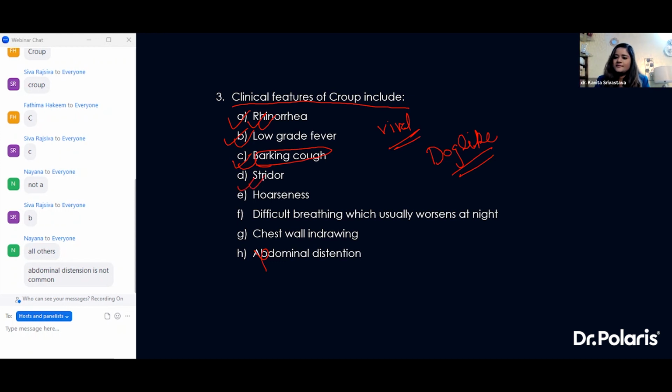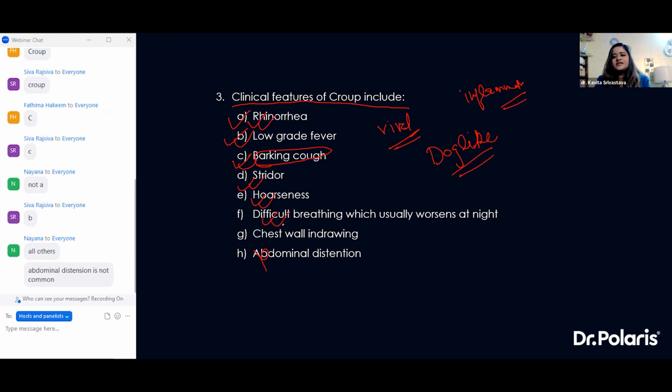Stridor definitely can happen in this. Why? Because it is an inflammation. So whenever there is inflammation of the airway, what will happen? The airway will get narrowed. So if it is narrowed down, it will result into obstruction of the flow of the air. So that is why stridor will happen. Even in last session, we had discussed about the stridor. So we have seen all the important causes related to stridor. Hoarseness again because the vocal cords are inflamed. So that is why there's change in the voice.